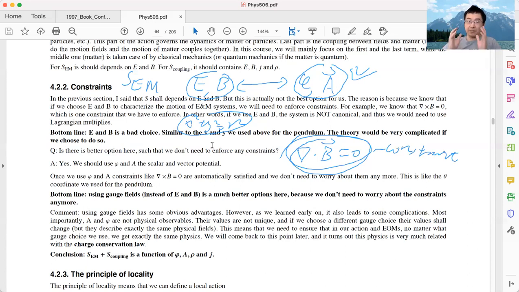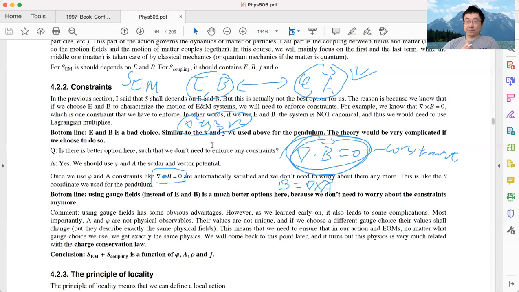Where phi and A are a much better option. Oops, sorry, this is a typo. This should be divergence of B. Sorry for that, I will correct this slightly later. As we discussed in earlier chapters, once we use phi and A to describe the electromagnetic field, this type of constraint is automatically satisfied. So for phi and A, we don't have additional constraints. Once I say the magnetic field is the curl of A, the divergence of the magnetic field is guaranteed to be 0. So the constraint is automatically taken care of.